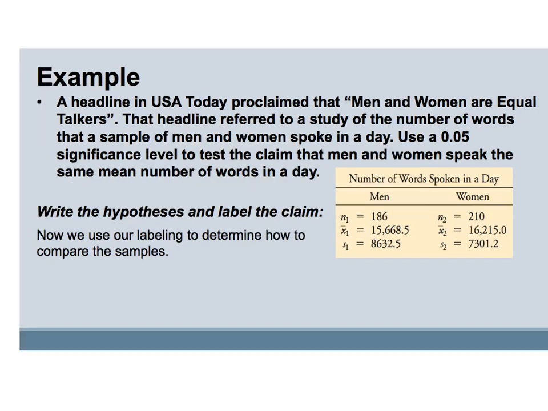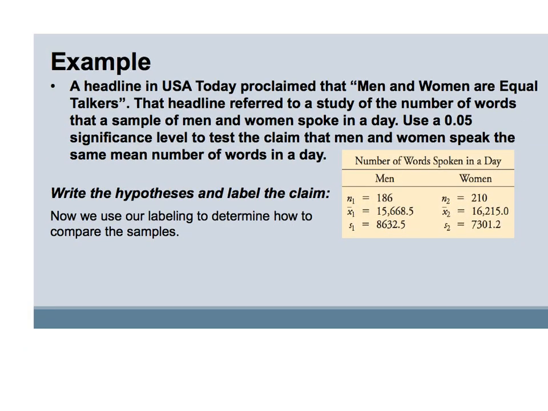Alright, so hypothesis, well, we're always going to start H0, H1. Now this time, I want to compare the samples. It says, test the claim that men and women speak the same mean number of words per day. So it's claiming that the means from each sample are the same or equal to. So I'm going to write mu1 equals mu2. And I put it with the null because it's equal to. That's your claim.